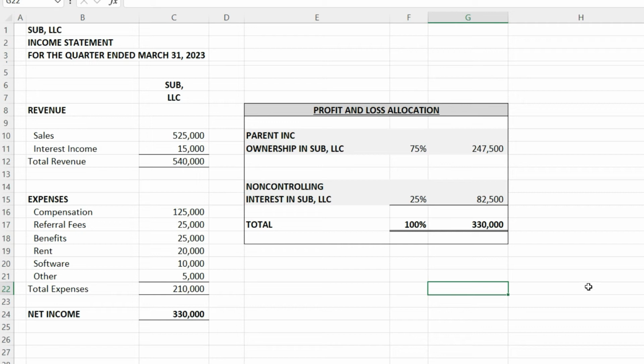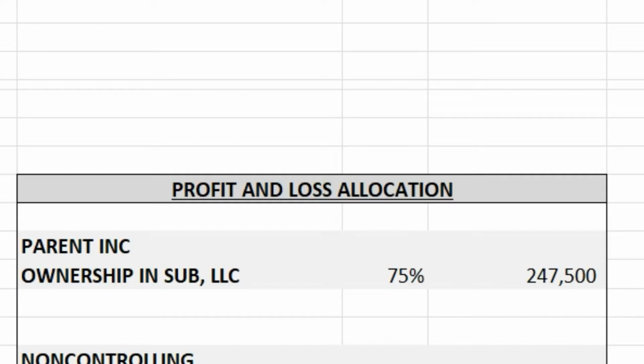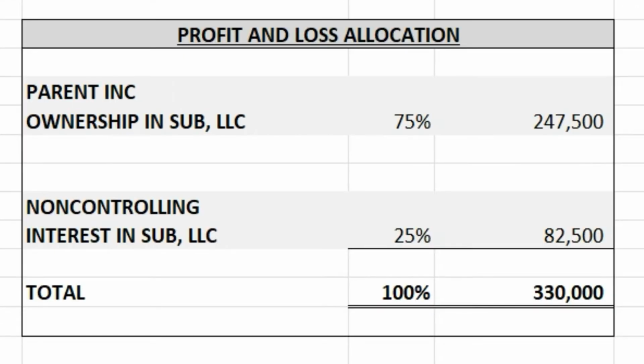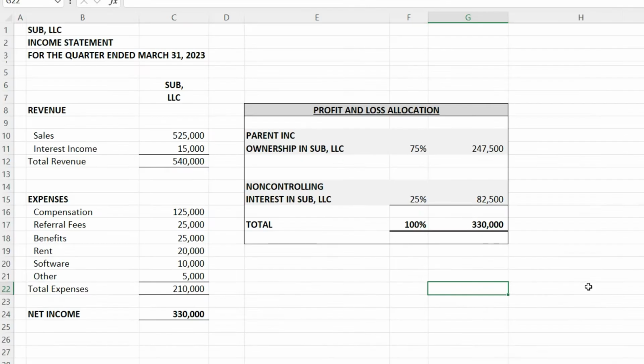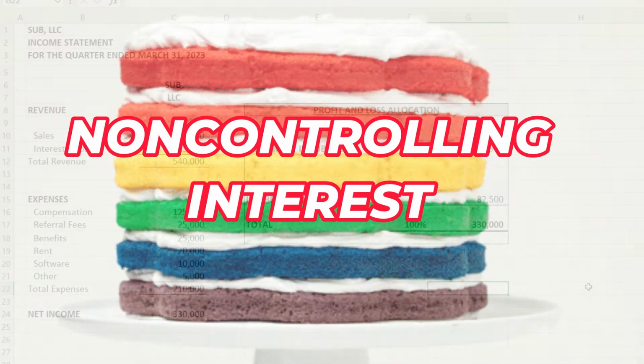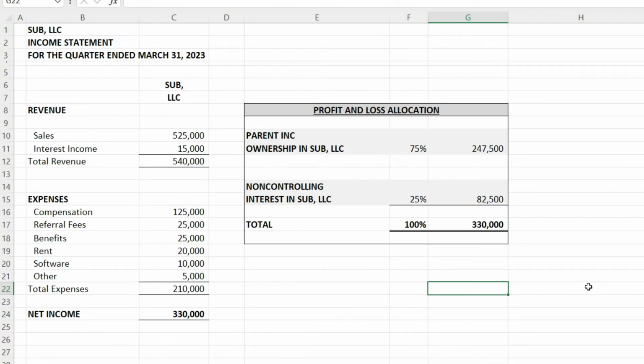Okay, let's go through an example. We're going to take parent incorporated's results, we're going to take sub LLC's results, and we're going to combine those two into consolidated financials, one economic entity. And in this situation, we're going to have some elimination entries, the normal elimination entries when you consolidate two entities, and we're going to have to layer in non-controlling interest because parent incorporated only owns 75% of sub LLC.